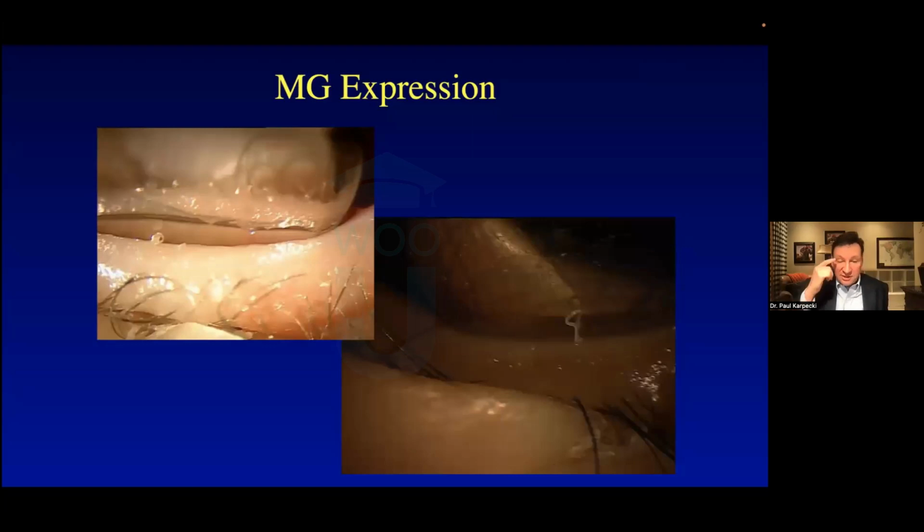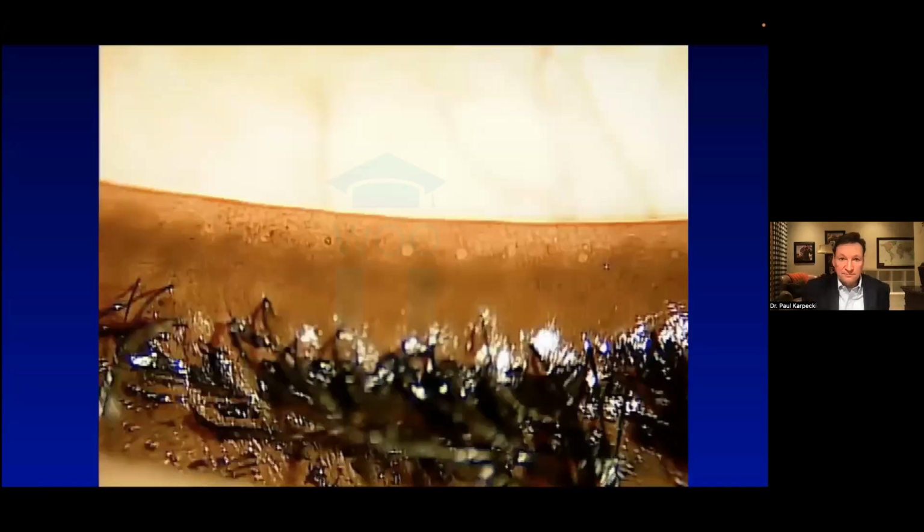You don't have to express temporal glands. They don't work that well on humans. You don't have to express the upper eyelid. That's tougher to do. Meibography is valuable up there because sometimes you get different imaging. But as far as expression, it's just that lower nasal to central region.